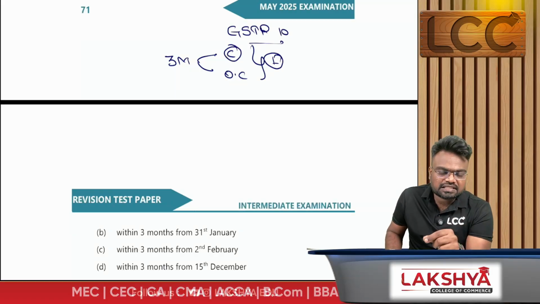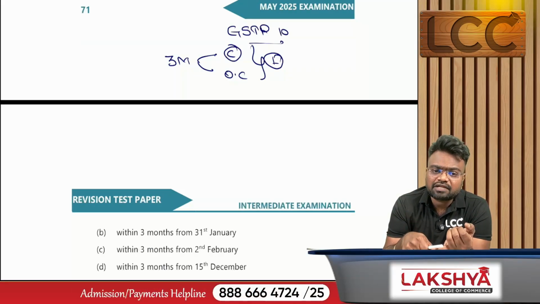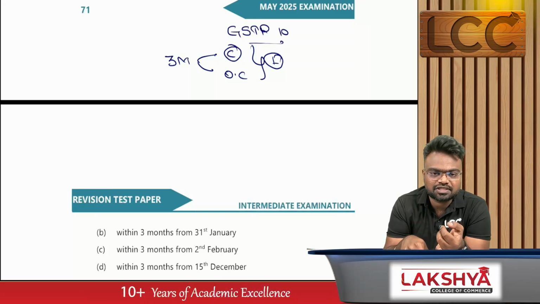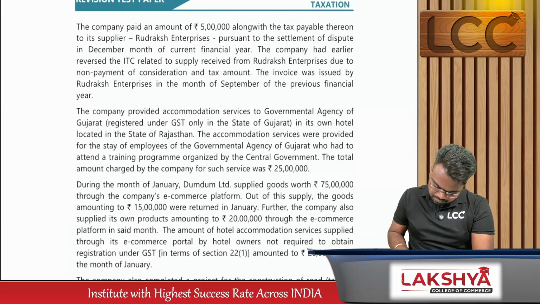So in the given case, we need to identify what is the date of cancellation and we need to identify what is the date of order for cancellation, whichever is later date we need to take. So let's see what is the case given here.